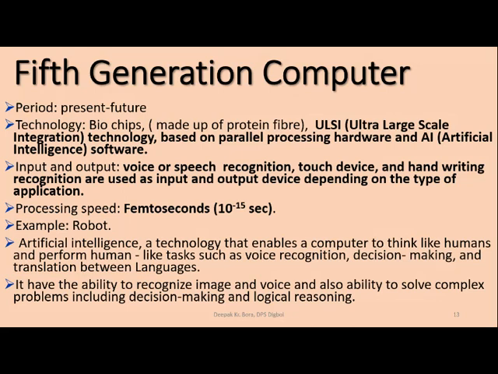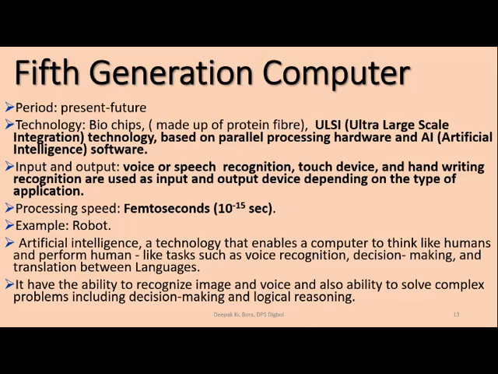Input and output: voice or speech recognition, touch device, and handwriting recognition are used as input. Output device depends on the type of the application. Processing speed: femtosecond, 10 to the minus 15 seconds. Example: robot. What is artificial intelligence?